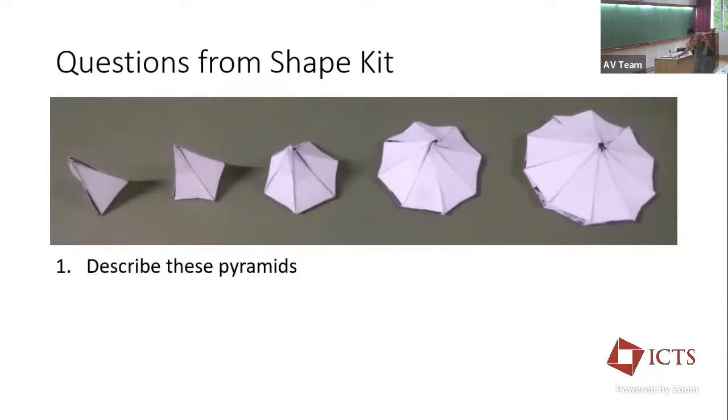Yes, so there is triangle, square, then hexagon, octagon, and decagon most likely. Yeah, what else? Yes, however, one important thing is all these slant faces are actually identical. All slant faces are identical. Okay, so that is important.